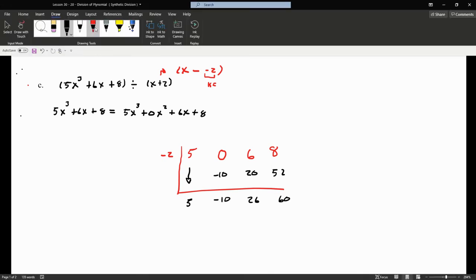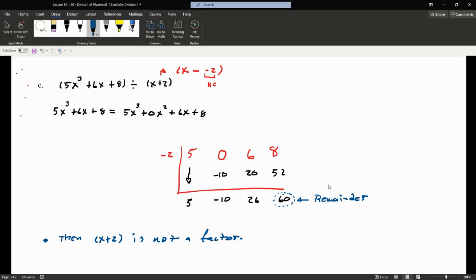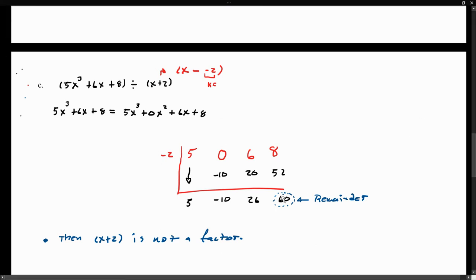But now notice that at least the procedure itself, we're done with it. But now we have a remainder of a value of 60. But since our remainder is not equivalent to 0, then we can say that the expression x plus 2 is not a factor. Because we can only conclude that an expression is a factor if our remainder is equivalent to 0, which in this case, we don't have. But what I wanted you to get out of this example is if there is a variable that is missing here, we can just assign a 0 to it, just like we did here.